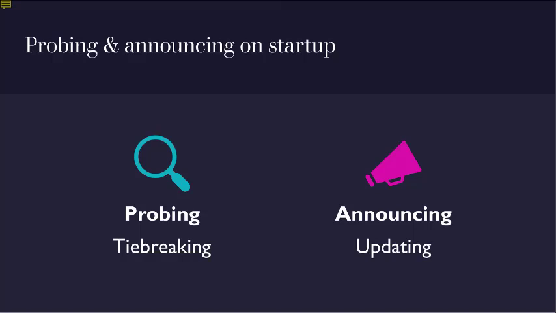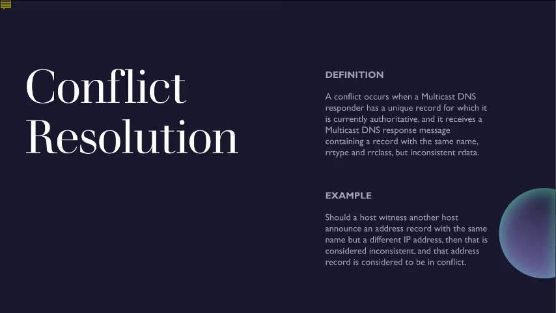And at any time, if the RDATA of any of the host's records changes, the host must repeat the announcing step. In the case of shared records, a host must send a goodbye announcement with a resource record time to live of 0 for the old RDATA. That's going to cause it to be deleted from the peer caches before announcing the new data.